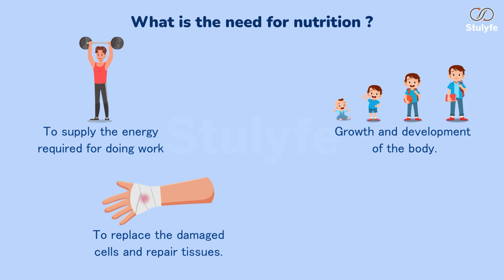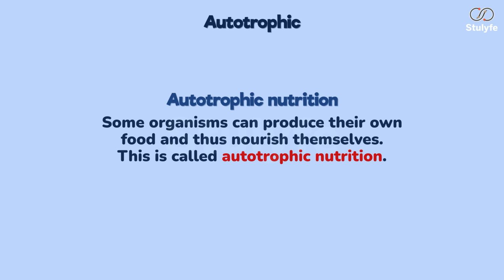We are mostly dependent on the plants for food, but how do plants produce their food? We know plants are living beings too, so they do need food for survival. So they produce their own food, hence they are called autotrophic. What is autotrophic nutrition? Some organisms can produce their own food and thus nourish themselves. This is called autotrophic nutrition.